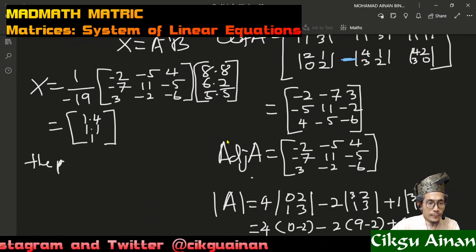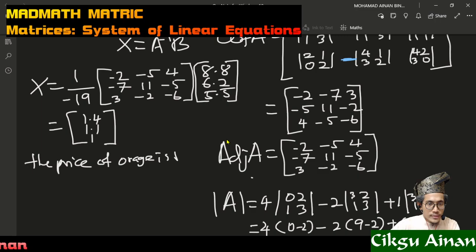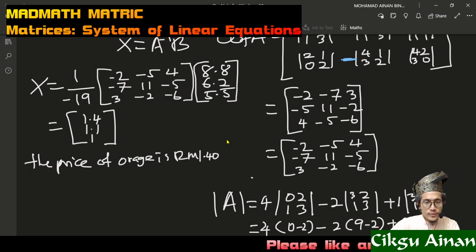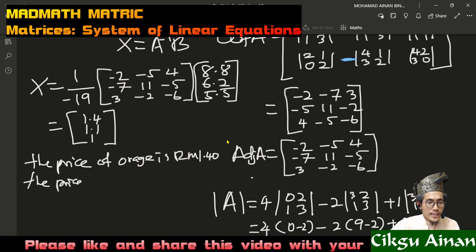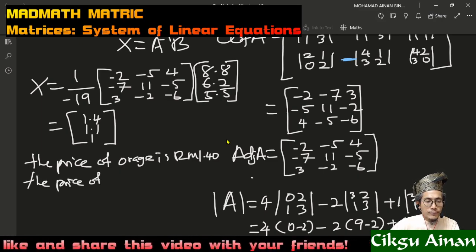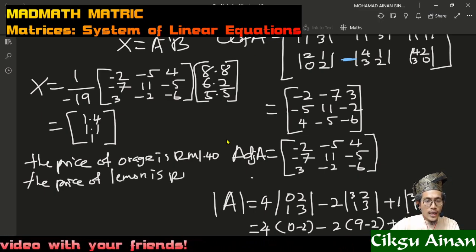So the price of orange is RM 1.40. Must write like that. Next, the price of orange, after orange is what? Lemon. Lemon is RM 1 ringgit and 10 cent.